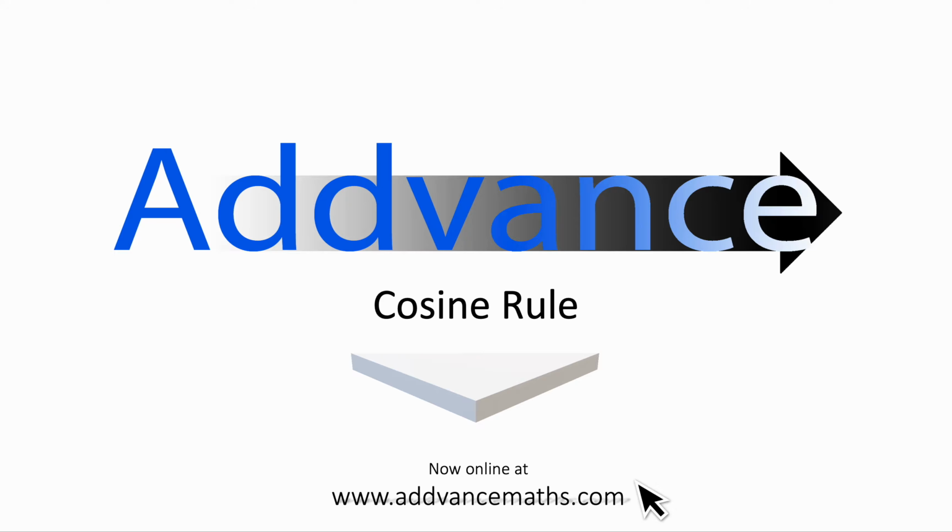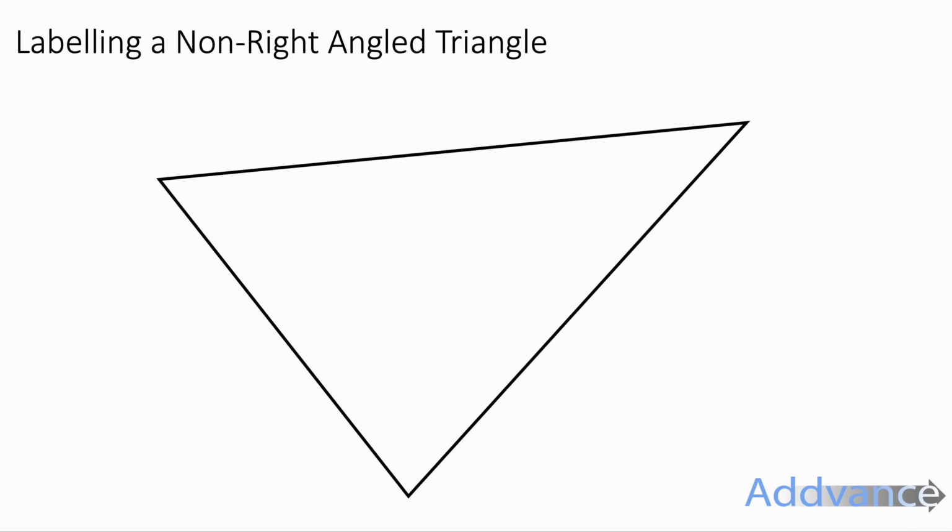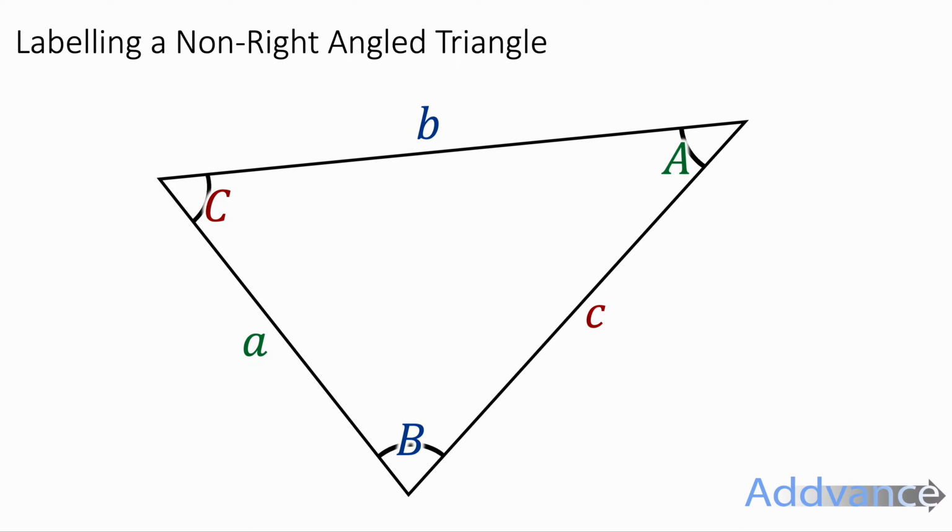Today we're going to be talking about the cosine rule. Together with the sine rule, the cosine rule is how we work out lengths and angles of non-right angled triangles. Before we continue, we need to be able to label a non-right angled triangle, and it's the same labeling as for the sine rule. A and a, B and b, C and c. The capital letters are the angles, the small letters are opposite each angle, and they represent the sides.